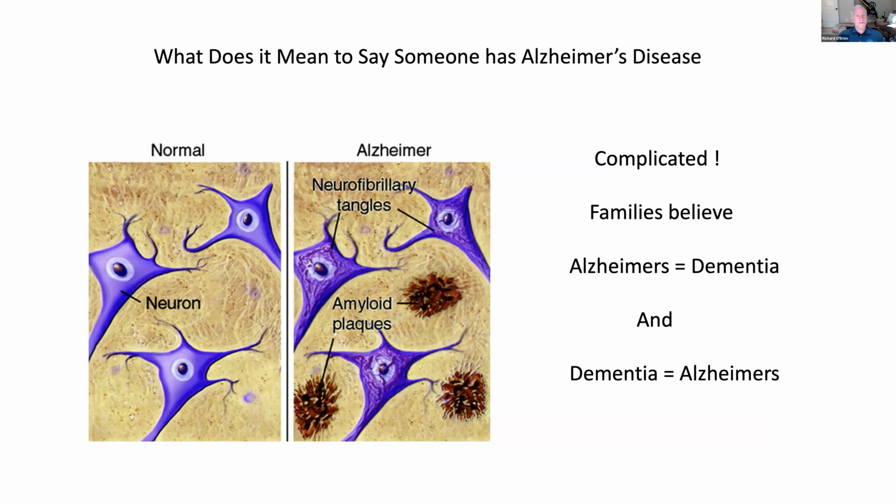Now, as I said earlier, what does it mean to say someone has Alzheimer's disease? And in clinic, as we all know, it's complicated because families and patients believe Alzheimer's and dementia are the same thing.